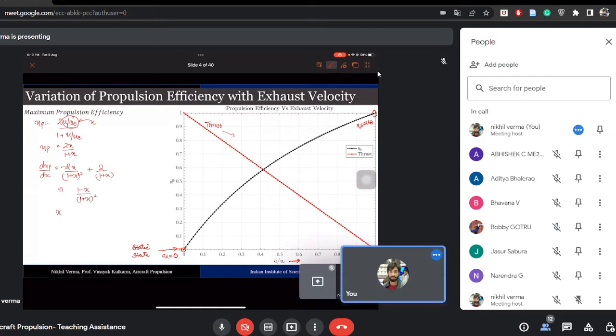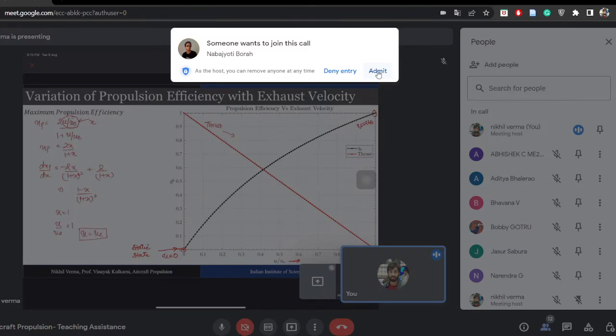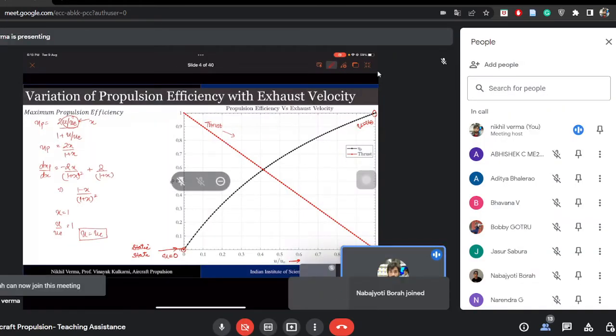So x is equal to 1, which means UE by U is equal to 1, which represents the maximum efficiency occurs when UE is equal to U exhaust. So this is why your propulsion efficiency is maximum at this point.